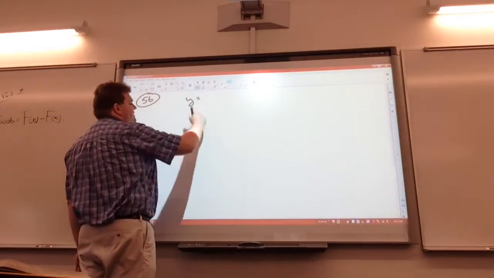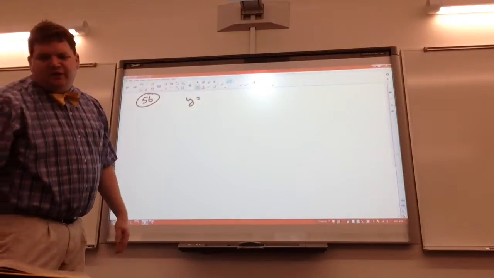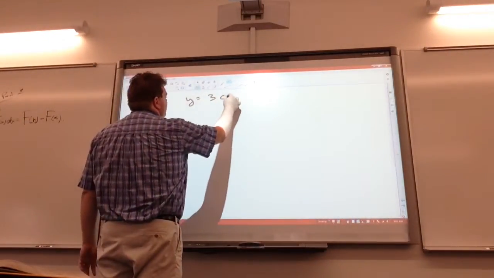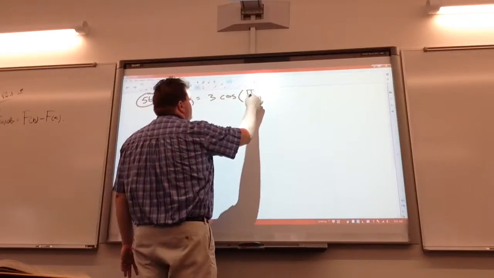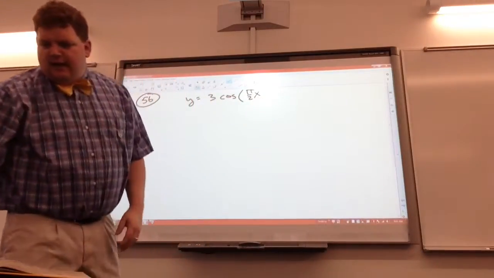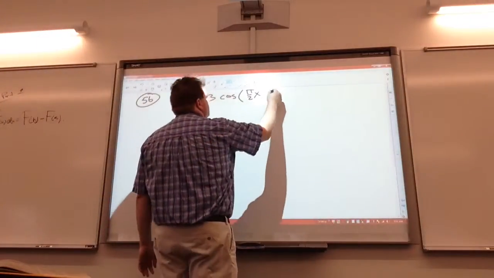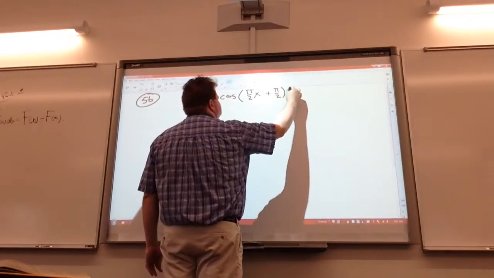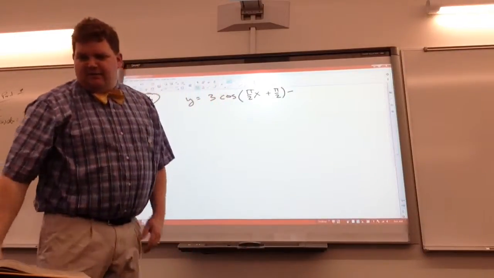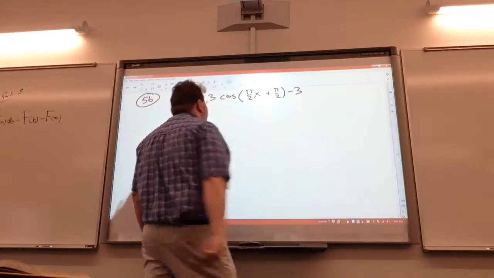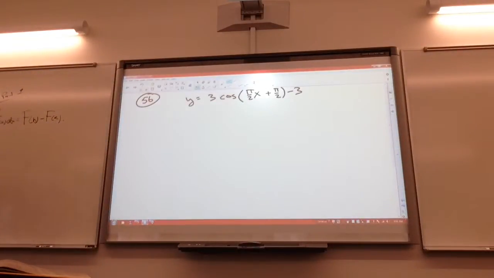We have y is equal to 3 cosine of pi over 2 x, plus pi over 2, minus 3, okay? And what we want to do is graph this thing by hand. So the first thing we ought to do, whenever we are told to graph by hand, is list out what all the pieces are, because those pieces help us graph this thing out.